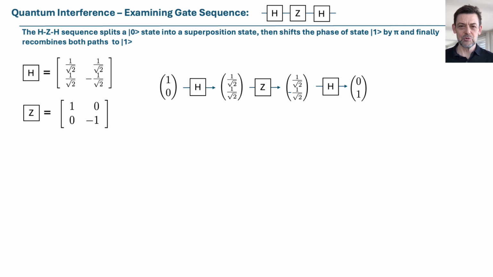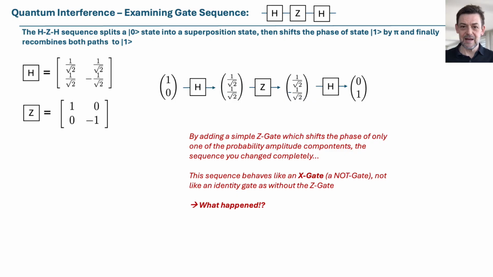We extend the quantum qubit sequence by adding a Z gate between the two Hadamard gates. The Z gate multiplies the first component of a qubit state vector by 1, leaving it unchanged, and multiplies the second component by -1, applying a phase shift of pi to the probability amplitude. As seen in the last video, this sequence acts like an X gate, swapping the alpha and beta of the qubit state vector. How did that happen?